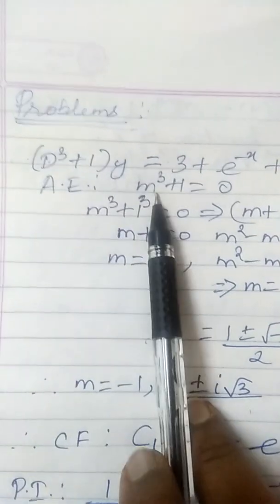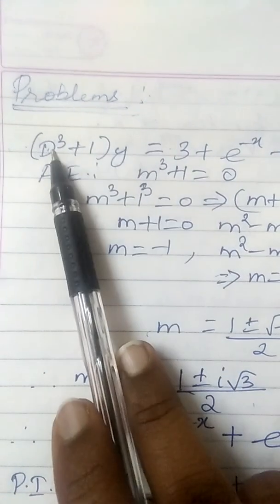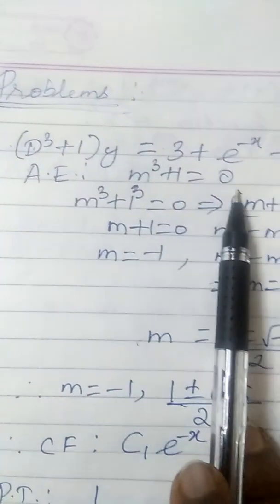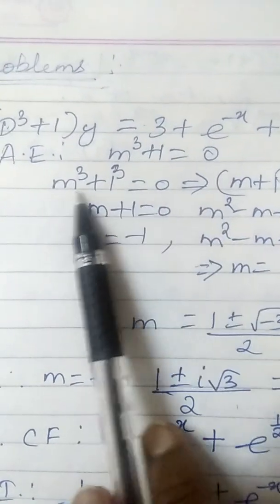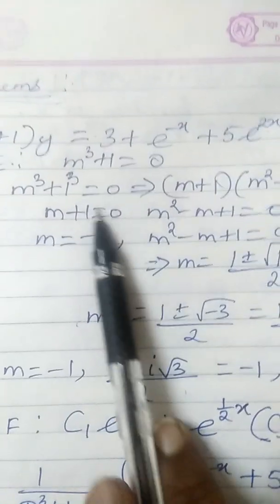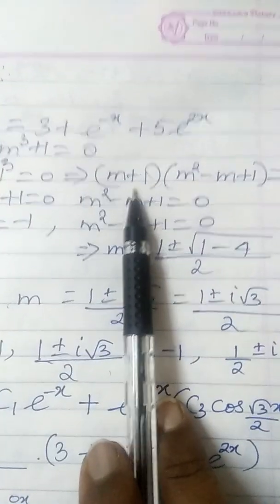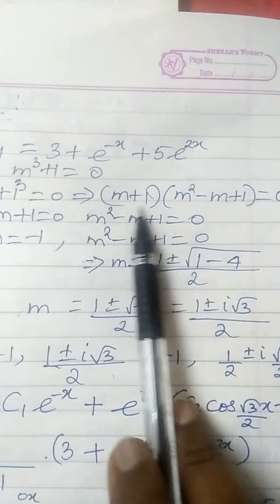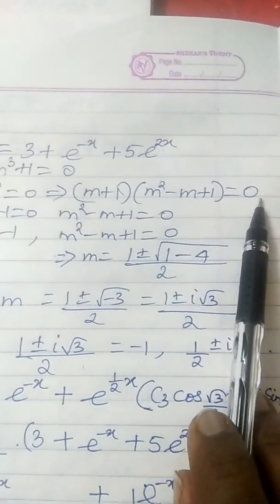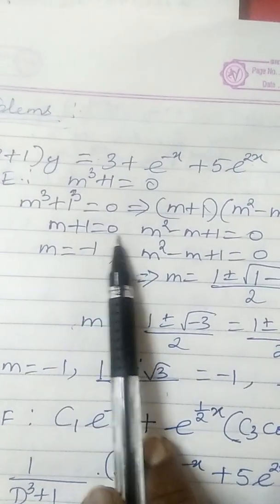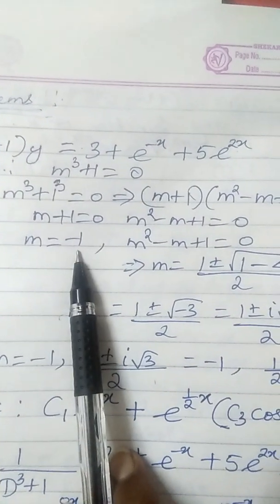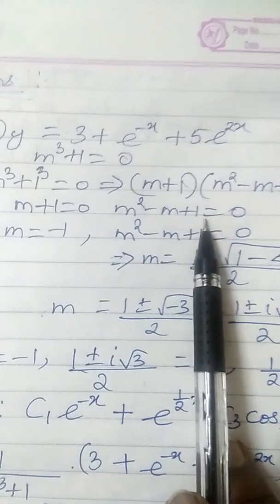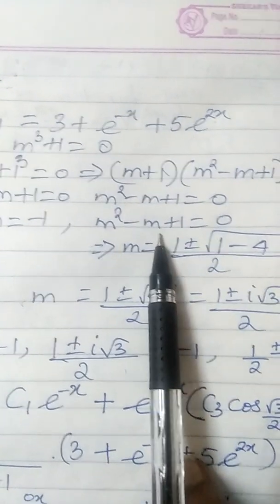Put D equal to m and equate it to 0. So it becomes m cube plus 1 equal to 0. It is in the form of a cube plus b cube, so we are going to expand using (a plus b)(a square minus ab plus b square). That gives us (m plus 1)(m square minus m plus 1) equal to 0. So m plus 1 equal to 0 gives us the root minus 1. M square minus m plus 1 equal to 0 is non-factorizable.